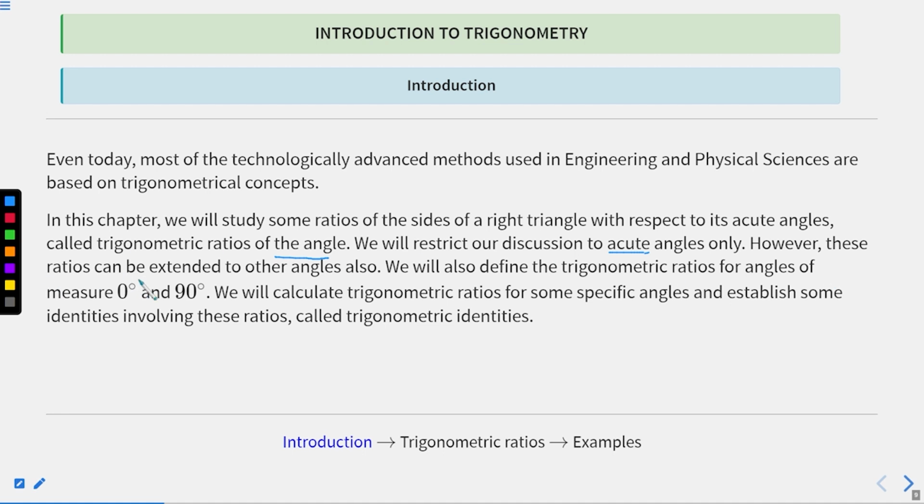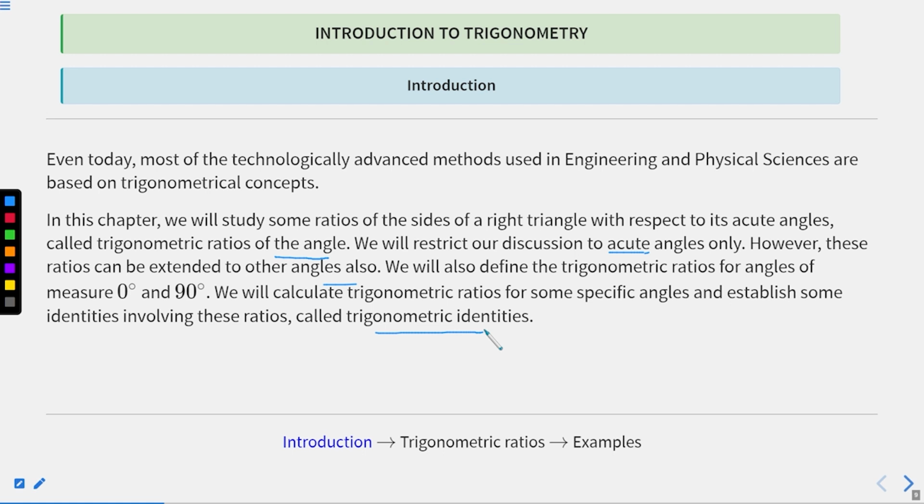However, these ratios can be extended to other angles also, like obtuse angles. We will also define the trigonometric ratios for angles of measure 0 degrees and 90 degrees. We will calculate trigonometric ratios for some specific angles and establish some identities involving these ratios, called trigonometric identities.